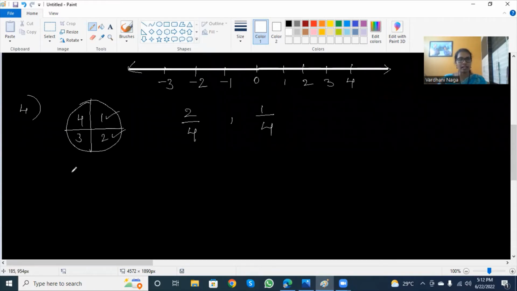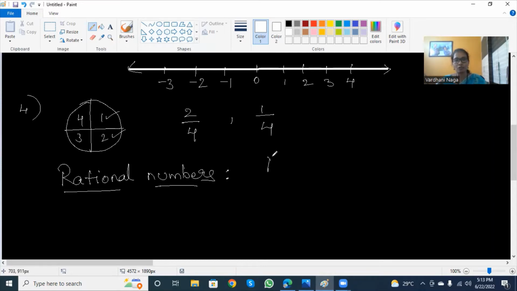So yes, exactly, I'm going to talk about rational numbers. What are rational numbers? Rational numbers are represented in the form of P by Q, where P is the numerator and Q is the denominator. P, Q belong to integers here. So it could be a negative number, 0, or a positive number. So P and Q could be any number here. And also Q should not be equal to 0.